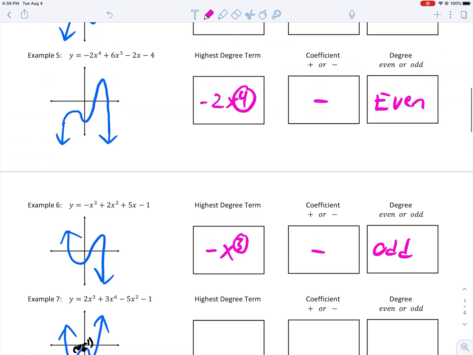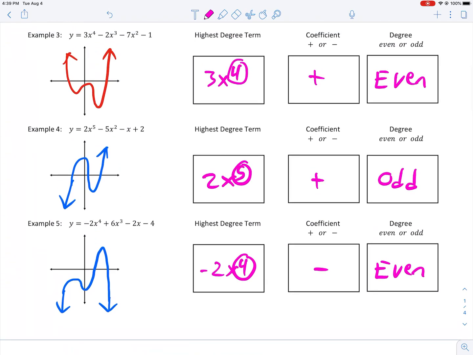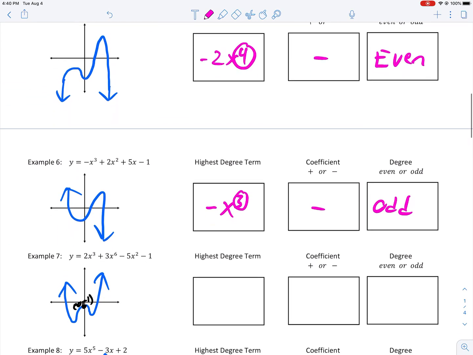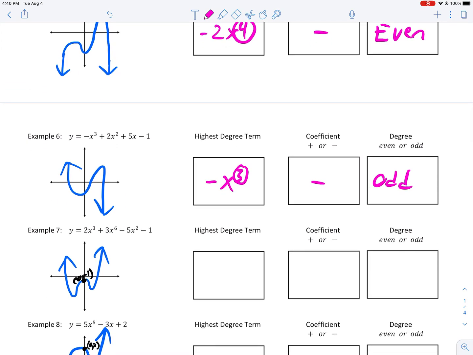If you go back to example 4, because that was also odd, that started low and ended high. So they're opposites of each other. Well, what's different? They're both odd, right? So again, we're looking for these patterns.